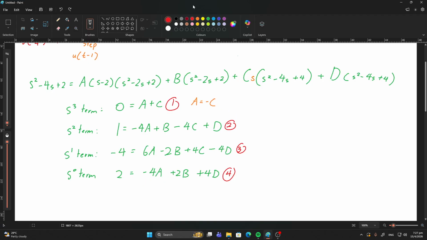Alright? So using 1, 3, and 4, I'm just going to do a little bit of shortcut. So with 3 plus 4, we have negative 4 plus 2 equals negative 2. That's the left hand side. Now for the right hand side, I'm going to change all my A's to C. So we have negative 6C minus, we know that the B is going to cancel out, the D is going to cancel out. So let's just cut to the chase and write for C. On the other end, we have negative 4A. And since A is negative C, it becomes positive 4C.